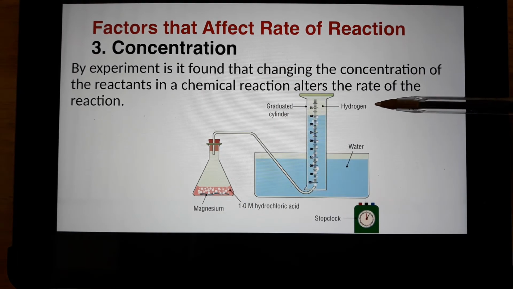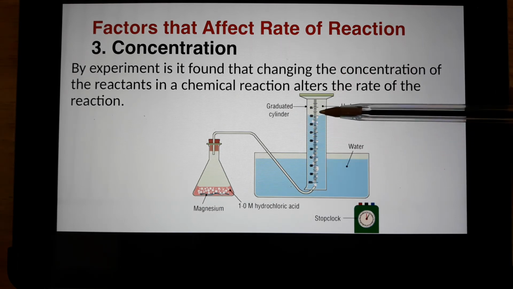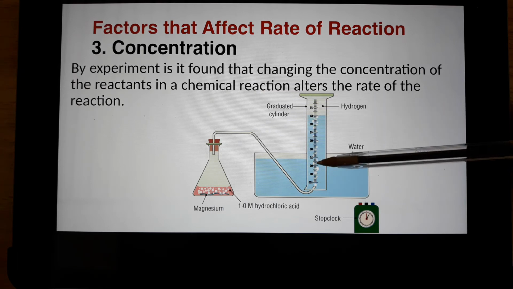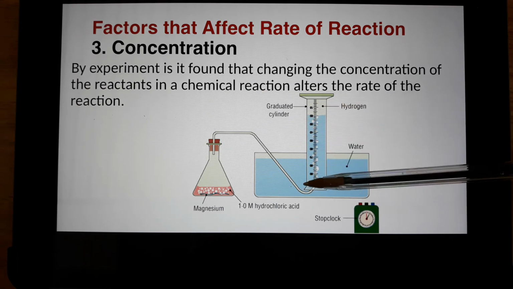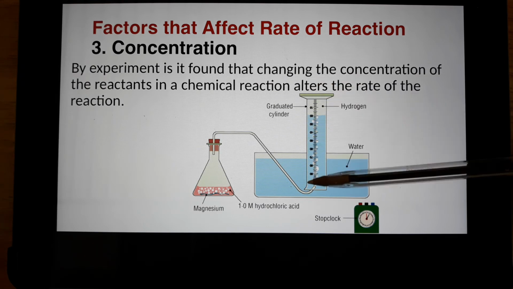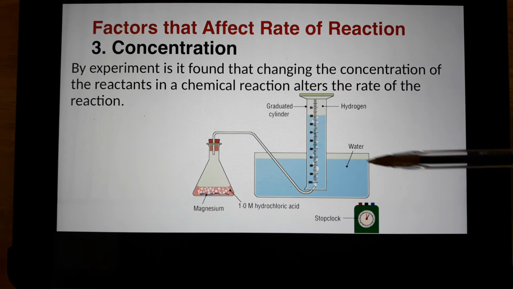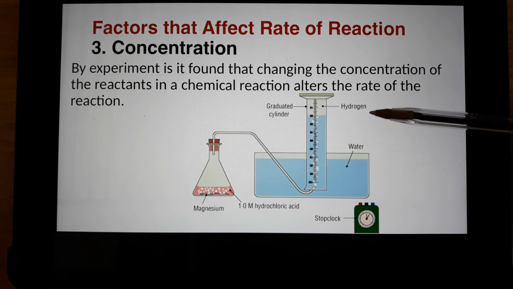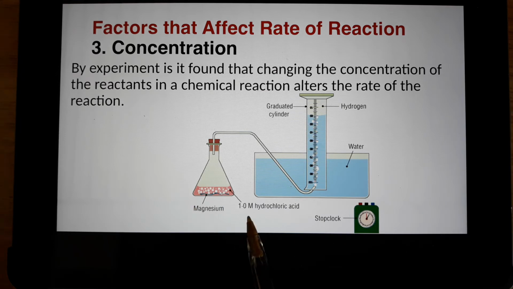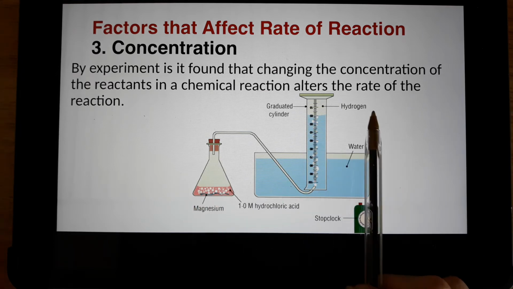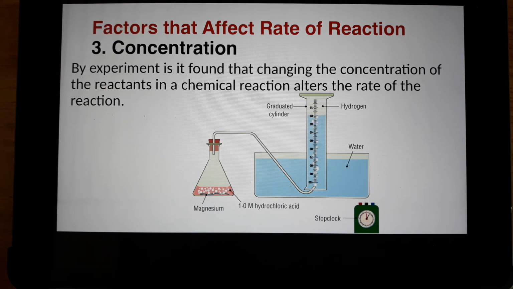If I'm measuring in this example the amount of hydrogen being produced, that means that I absolutely need a graduated cylinder or have lines here on your diagram to show that you can actually measure a quantity. If I drew a test tube here instead of a graduated cylinder, you'll lose marks in the Leaving Cert because you're not actually able to measure the quantity of hydrogen being produced in a certain unit of time. So, magnesium and 1 molar hydrochloric acid is producing hydrogen gas there.